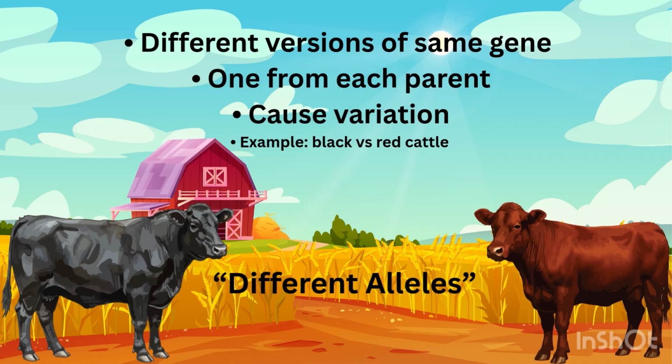Each animal receives two alleles for every gene, one from the mother and one from the father. These two alleles work together to determine the trait that is expressed. Sometimes the alleles are the same and sometimes they are different. When they are different, one allele may be dominant while the other is recessive, which will be discussed in the next slide. This variation created by different alleles is very important in animal agriculture because it allows farmers to select for specific traits and gradually improve their herds and flocks over time.